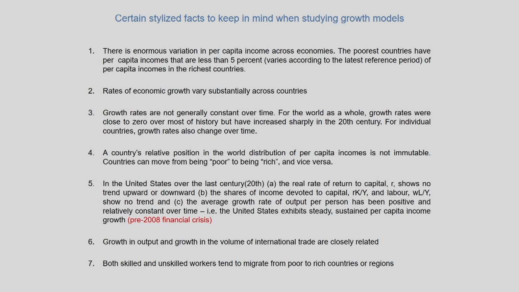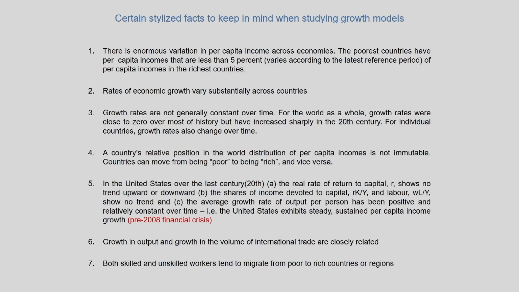They are as follows. First, the real rate of return to capital, R, shows no trend upward or downward. In other words, the real rate of return to capital does not seem to have any trend. The second is that the shares of income devoted to capital, RK by Y, and labor, WL by Y, show no trend. In other words, we do not know whether the share of income devoted to capital or labor is rising or declining. And the third, the most important, is that the average growth rate of output per person has been positive and relatively constant over time, which means that the United States exhibits steady, sustained per capita income growth. And this is an important finding relating to the developed countries of the world.